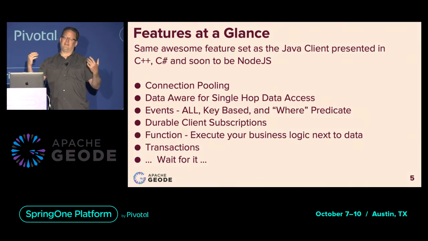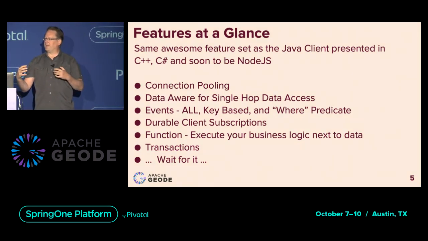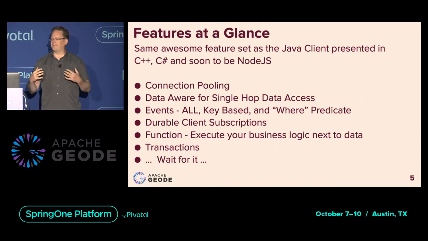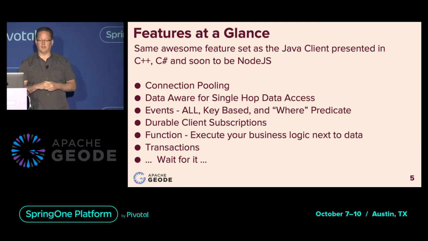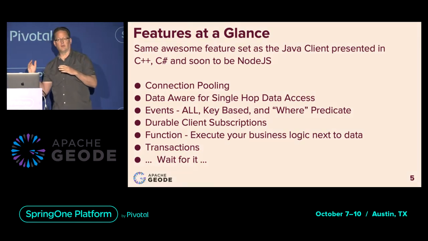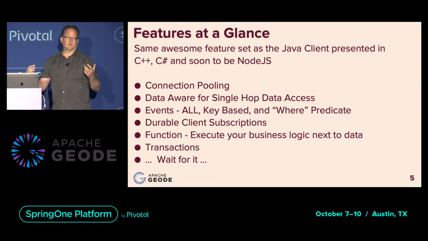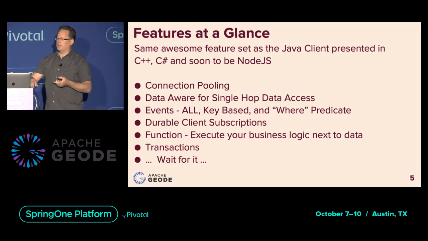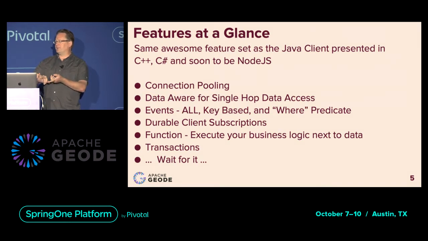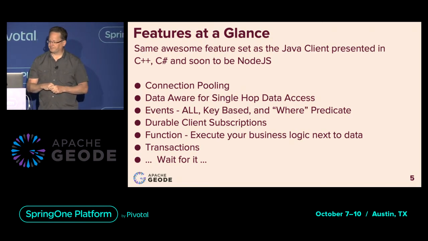So some of the features that we have in there: connection pooling, right? So we're not tearing down connections, not restarting them. We can keep them in there so that we can reuse those connections and get a faster throughput. It's all about low latency. Data aware, right? So that thing that Dan was talking about where you can have your client go directly to a server to minimize latency. It's in there. Event-driven architectures, right? You can have durable clients. You can register interest on all your data, specific keys, where predicates. You can do a lot of really cool things with event-driven architectures.